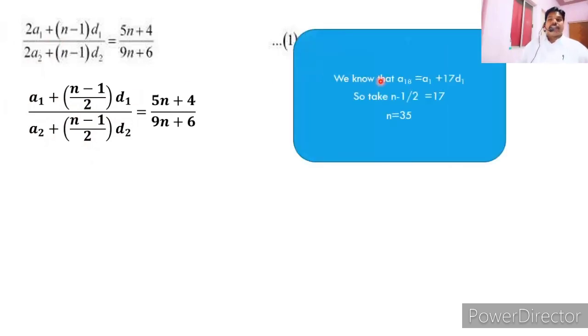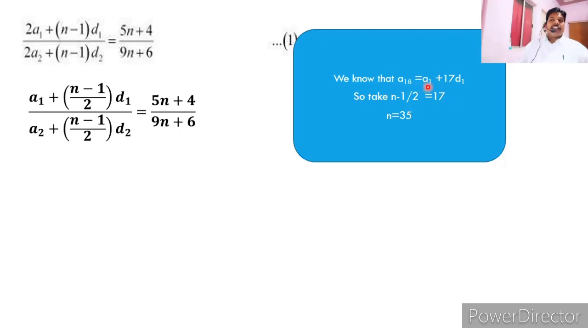The 18th term. You know that. What is the 18th term formula for the first arithmetic progression? The 18th term is a1 plus 18 minus 1 into d1. What is the nth term formula? a plus n minus 1 into d.